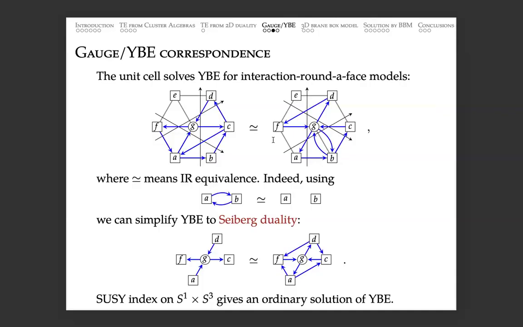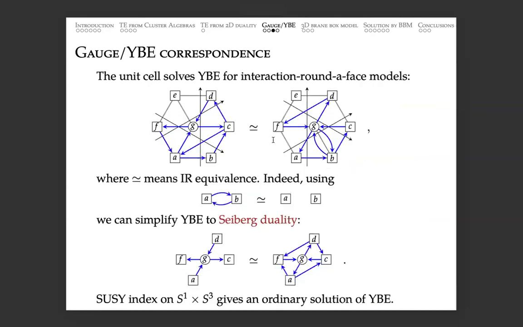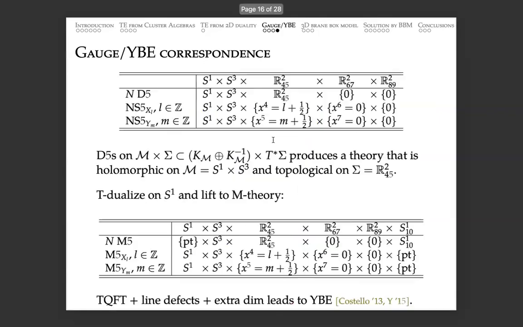Okay, so I'm just reviewing this now. Let me see how much time I have. I only have 15 minutes, so I will skip a little bit. But the point of this slide I'm showing right now is to explain that there's a good reason to expect that you obtain the Yang-Baxter equation from this construction.